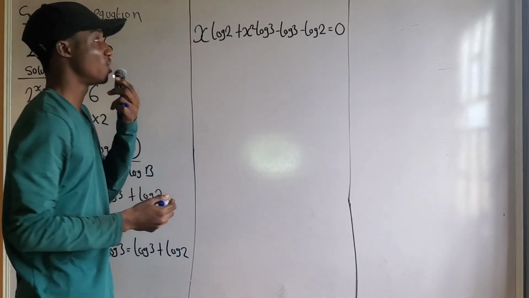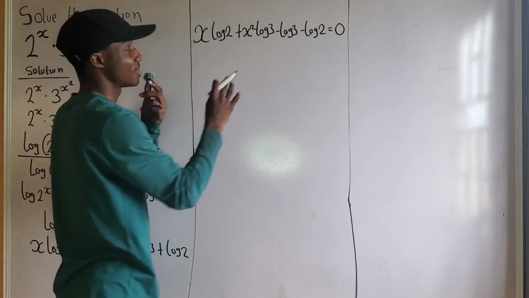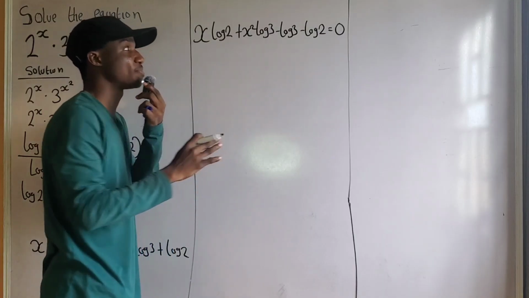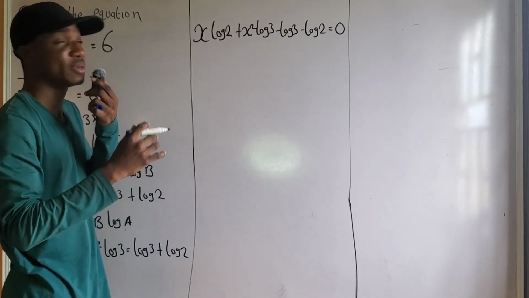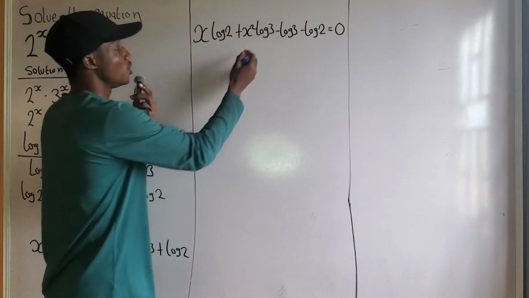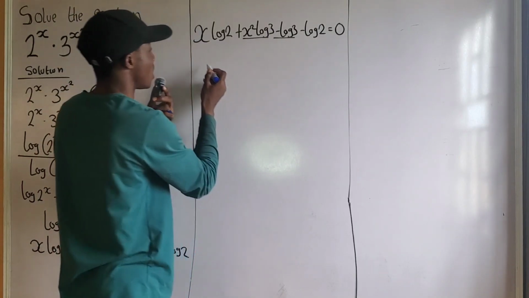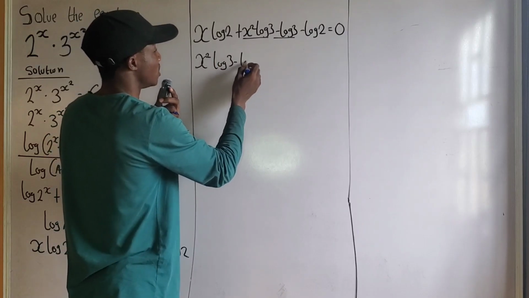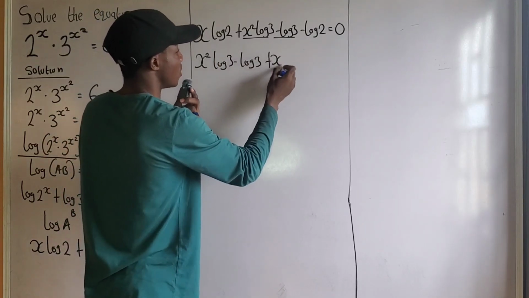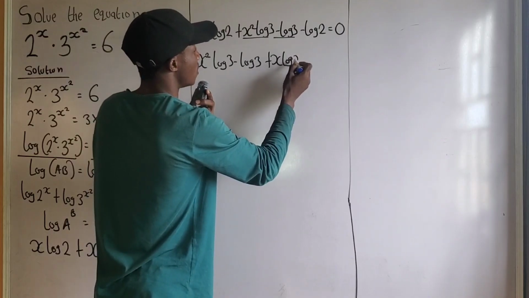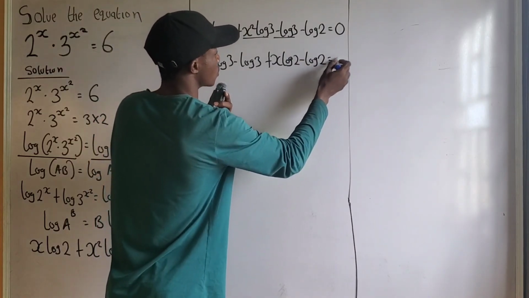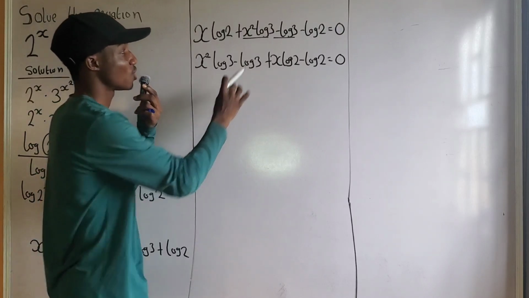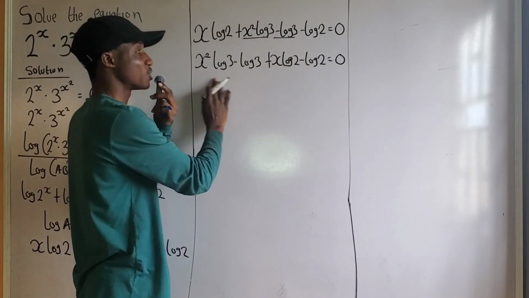Do you understand? Okay. Now, having gotten to this point, the next step is that the terms that are attached to log 3, you bring them together on one side. For example, you have log 3 here, you have log 3 here. So I'm going to have x squared log 3 minus log 3, then plus x log 2 minus log 2 equals 0. What I did was that I just collected like terms. You understand? The terms that are attached to log 3, I bring them on one side, I move them together.